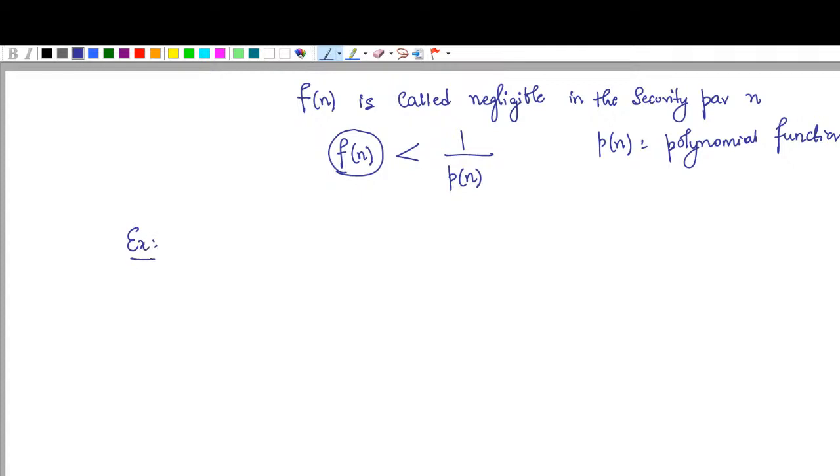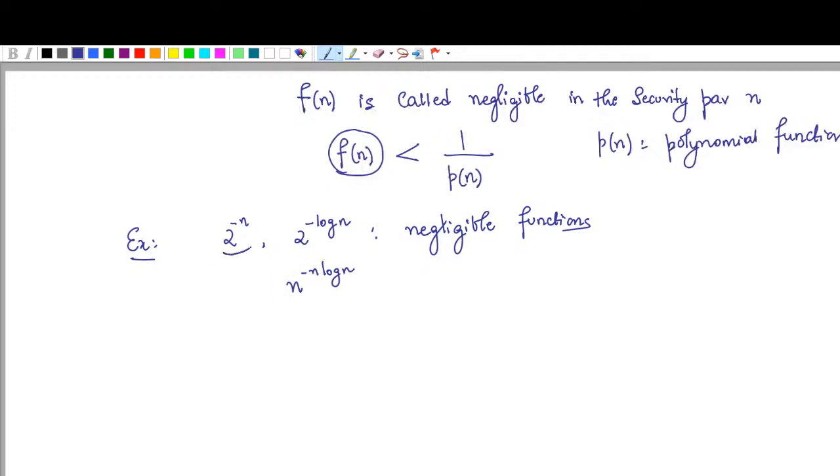So examples of negligible functions: 2 power minus n, 2 power minus log n, and so on. All these are negligible functions. Of course, we can have several other forms of negligible functions, like n power minus n log n. All these are negligible functions.